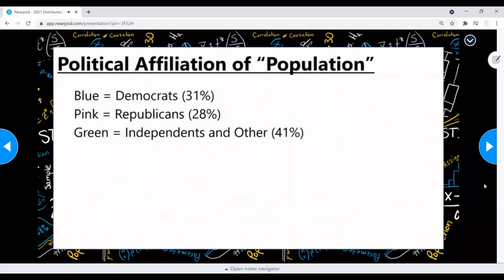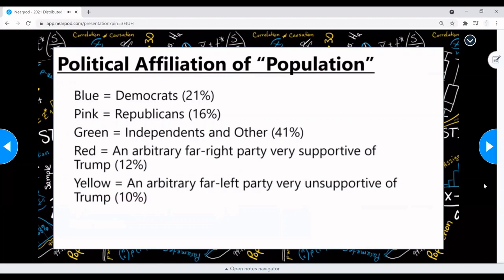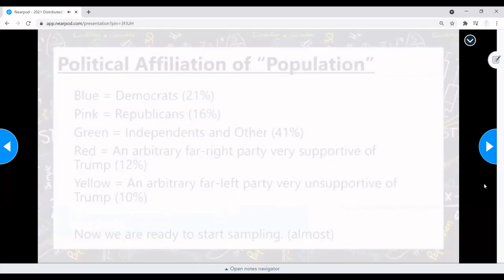And then the part that takes the most work is creating the fictional population to sample from. Based on the information given by Quinnipiac, I took the proportions of each political affiliation and divided them into subgroups. But this is not as interesting as having some additional groups. So I fictitiously took the Democrats and Republicans and separated a portion of them into extreme left and right groups. This makes it a little more interesting. And now we're ready to start sampling. Well, almost.